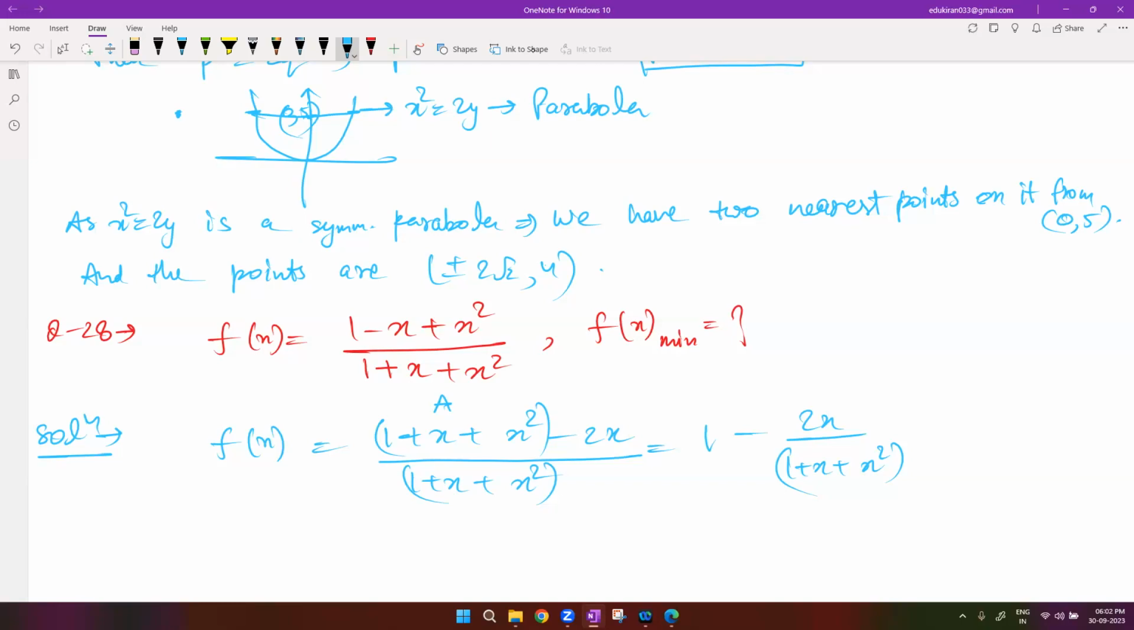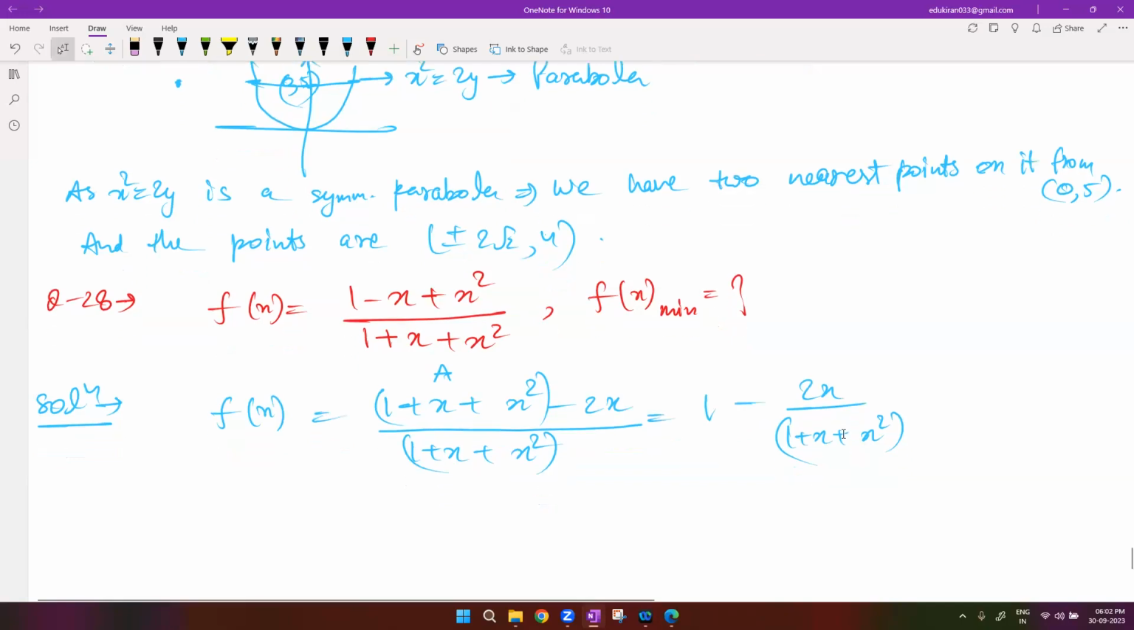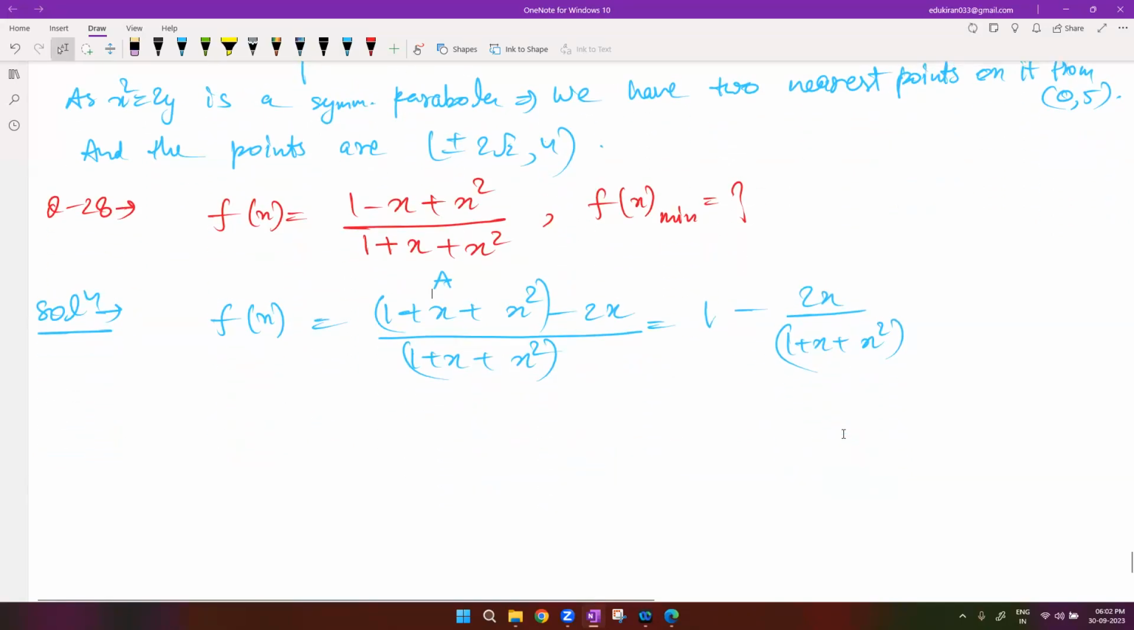Are we clear here? If somebody is facing a problem, you can just raise your hand. Only just raise your hand. I would understand that I need to explain the concept again. So jahan pe bhi problem hoti hai, just raise your hand. Cool.